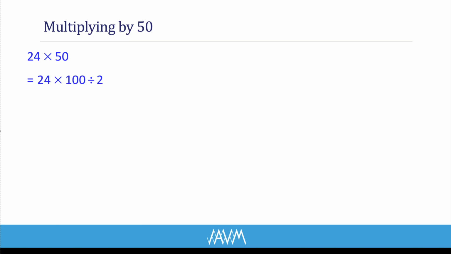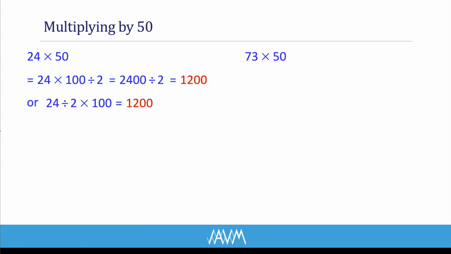We can multiply it by 100 and divide by 2. This will give 2400, divide by 2, which is 1200. We can operate the other way by dividing by 2 first and then multiplying by 100. 24 divided by 2 is 12. Multiply this by 100 by placing 2 zeros on the end.